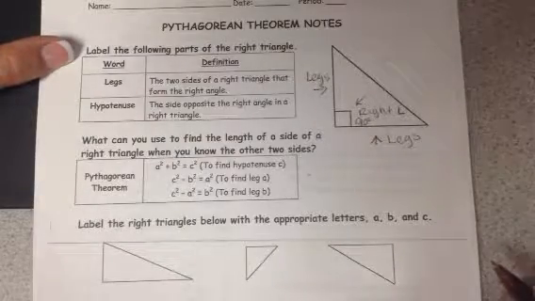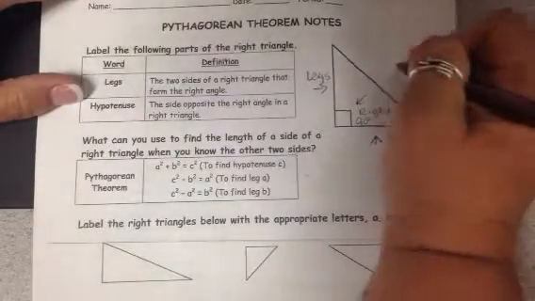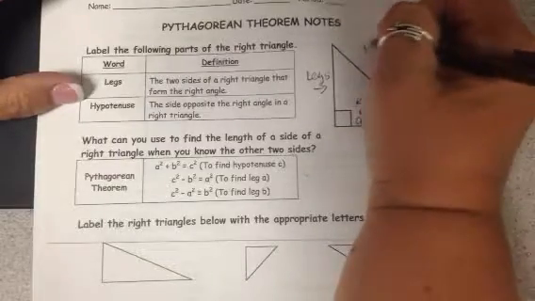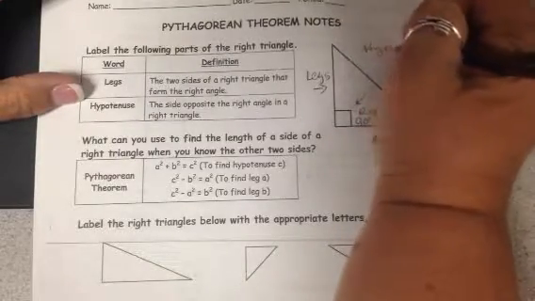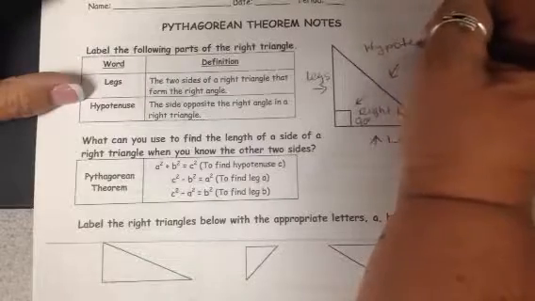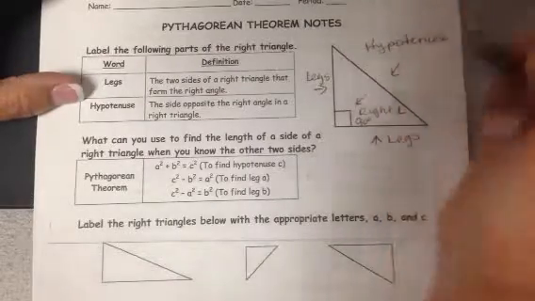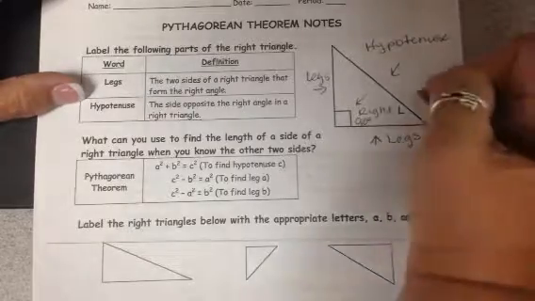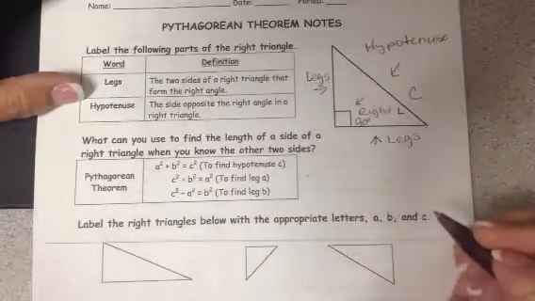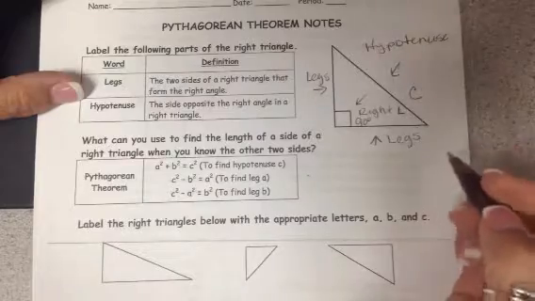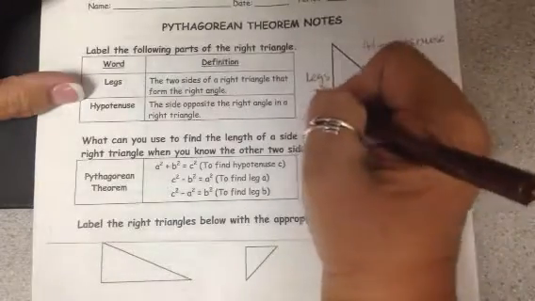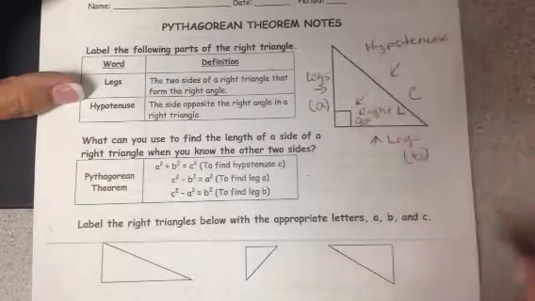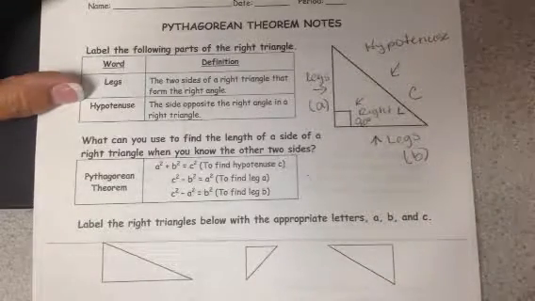Okay, if those are my legs, then my hypotenuse is always this line here. So that is my hypotenuse. Okay? If I were to label these, my hypotenuse is always going to be my C. On my legs, it really doesn't matter which one you call A and B. For the purpose of this, we'll call this one A, and we'll call this one B. It really doesn't matter which way you label those because they're both the same.